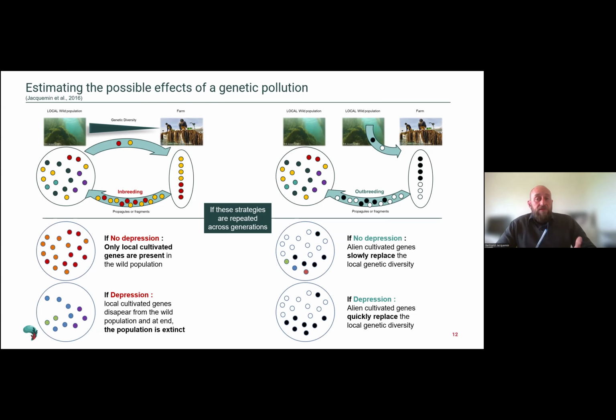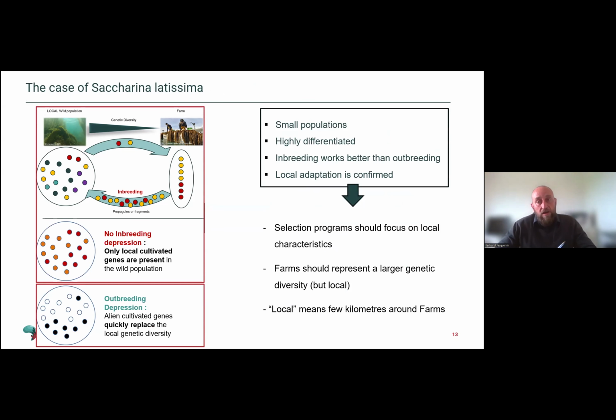If each of these two strategies is repeated across generations, and considering either inbreeding or outbreeding depression effects, as explained before, the consequences are at least a more or less fast loss of the local genetic diversity and at worst the total extinction of the local population. We suppose now that Saccharina latissima works like the following scenario. Mainly supplied from local wild populations, the genetic diversity in farms is very low. While no inbreeding depression is expected, the main risk of genetic pollution would be a dramatic reduction of the local genetic diversity by only fixing the cultivated genes.